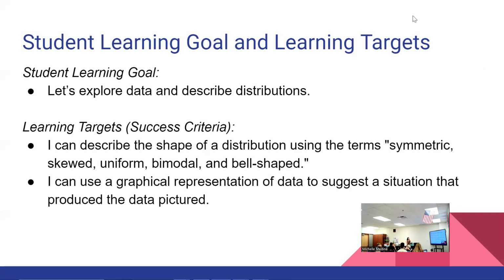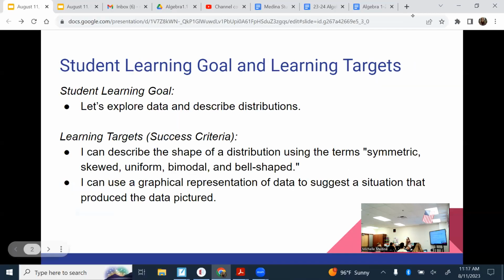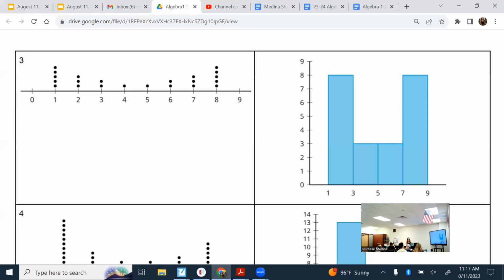So how do we know when something is symmetric? Table 2. What does it mean for data to be symmetric? Okay, can you tell me, is the data for number 3 symmetric? Yeah. And how do you know?